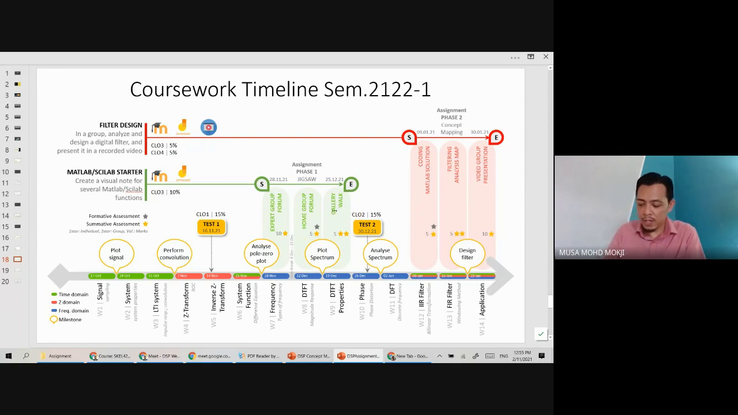But what is the content? The content is to learn MATLAB coding. Okay, MATLAB functions related to DSP. So just learn that first, and then the second phase. That's why this is very important. These 3 weeks, you need to learn the MATLAB functions.